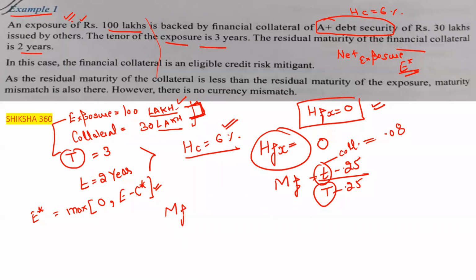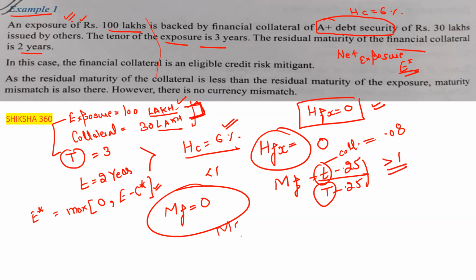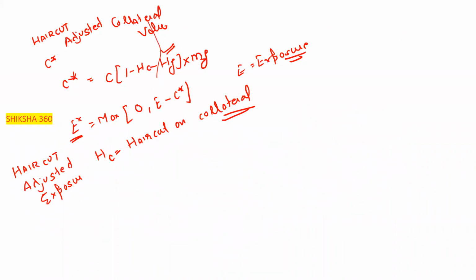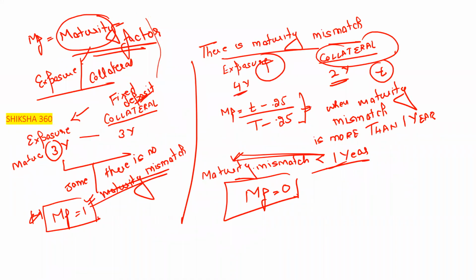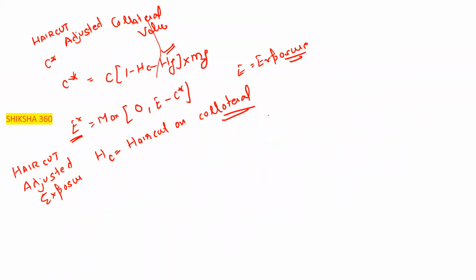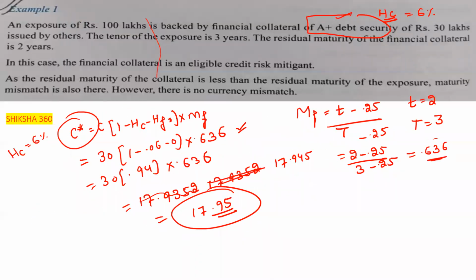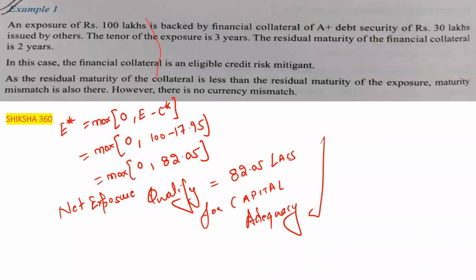I will repeat here. MF is equal to 0 if the tenure maturity mismatch is less than 1. MF is equal to this one if it is greater than 1. And MF is equal to 1 if there is no maturity mismatch, which we have already discussed. Just you have to remember these things, and on the basis of that, we are able to calculate the question.